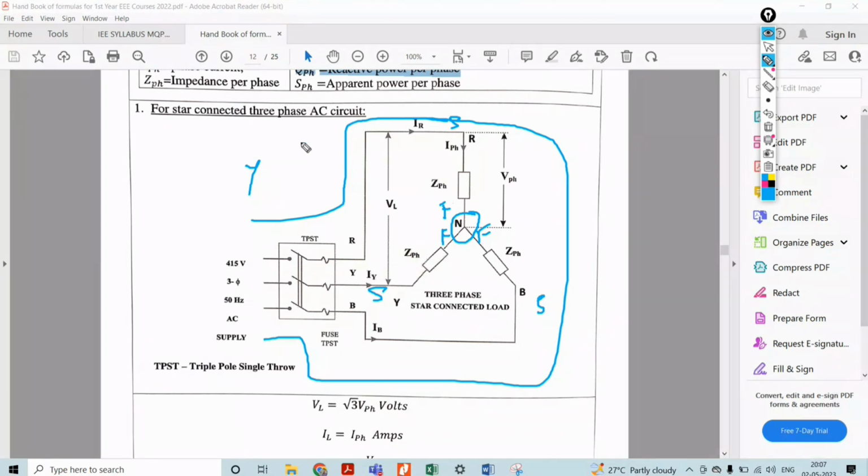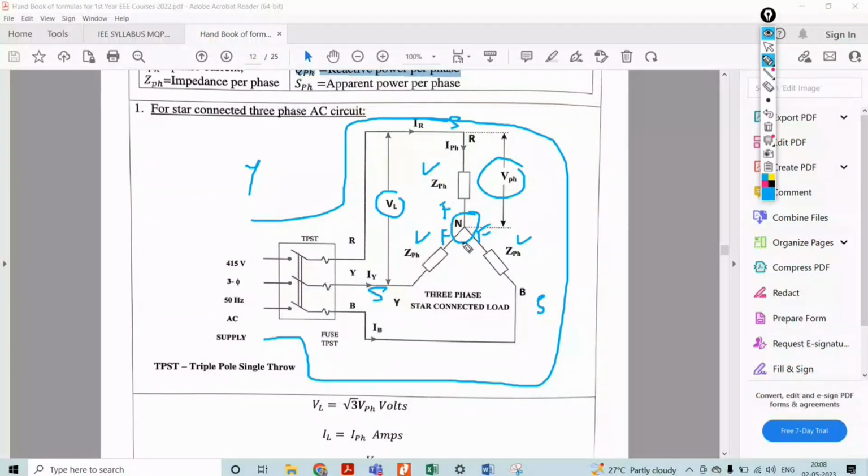This is the representation of the star. Z phase represents phase impedance. Z is for impedance, PH is for phase. This is the star connection. VL is the voltage between any two phases, that is the line voltage. The voltage between any one phase and the neutral is called the phase voltage.